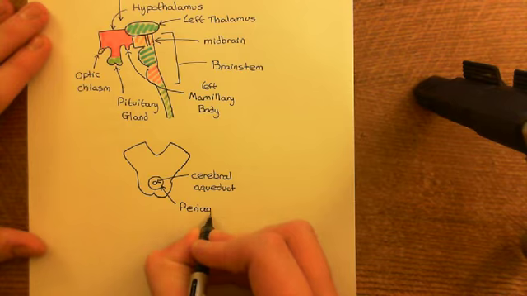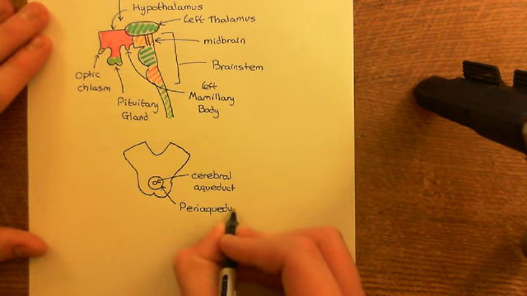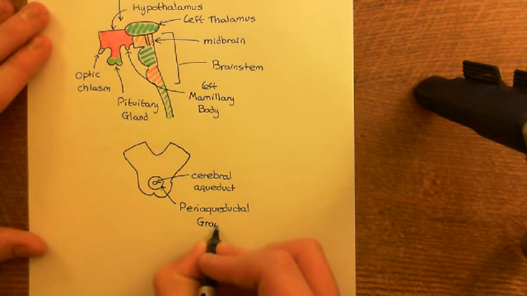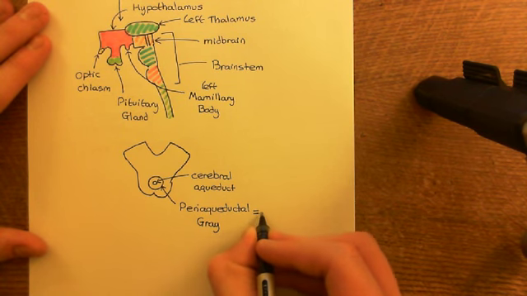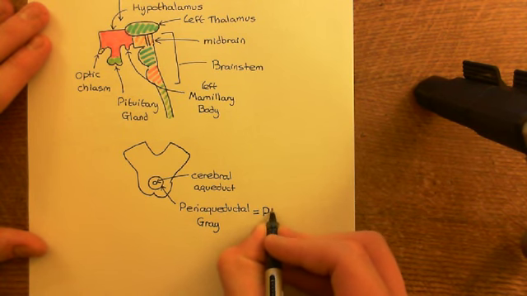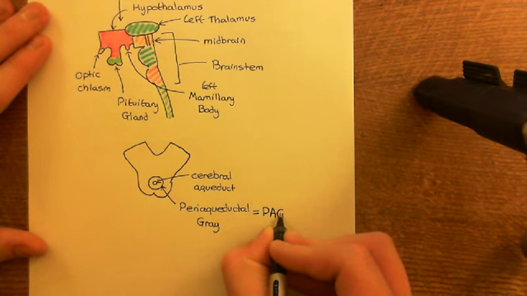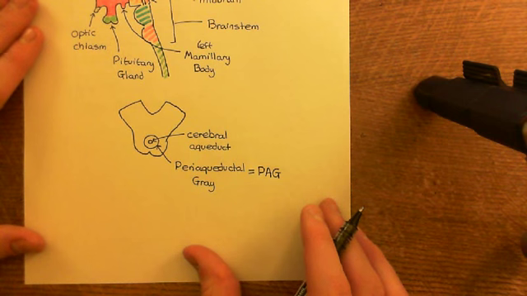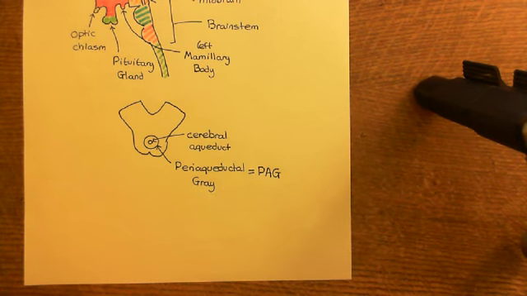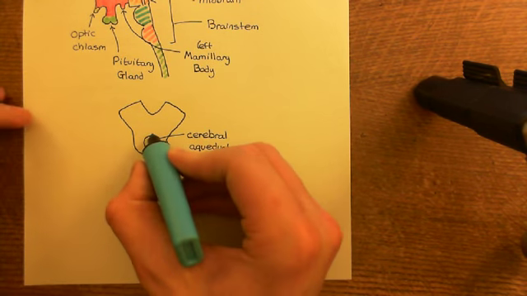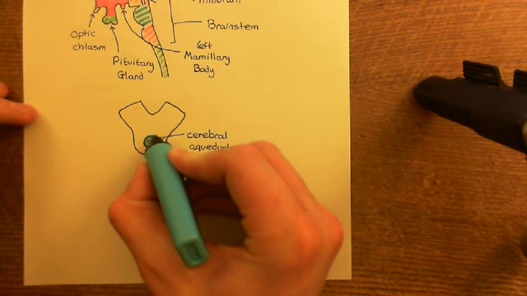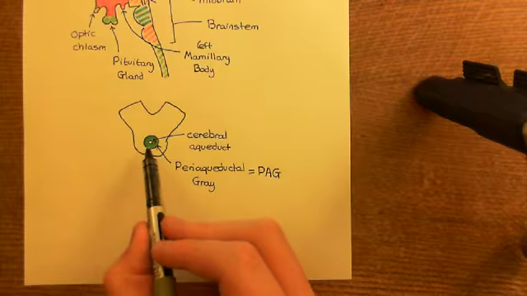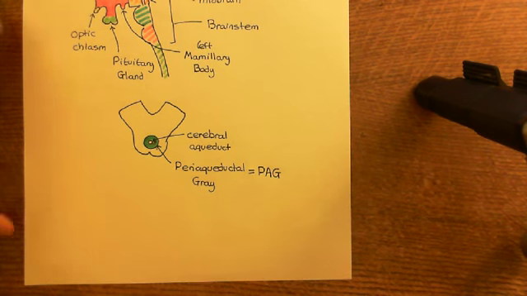Now, this portion of the midbrain tissue which surrounds the cerebral aqueduct, that is known as the periaqueductal grey, or the periaqueductal grey matter if you're going to be full about it. For short, the periaqueductal grey is often abbreviated to the PAG. P for peri, A for aqueductal, and then G for grey. So what colour should I colour the periaqueductal grey in? I don't actually have a grey pen, so I'll colour it in blue there. And then you've got the cerebral aqueduct running down the middle.